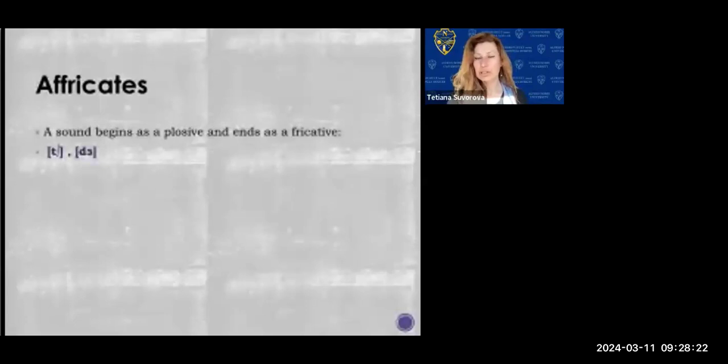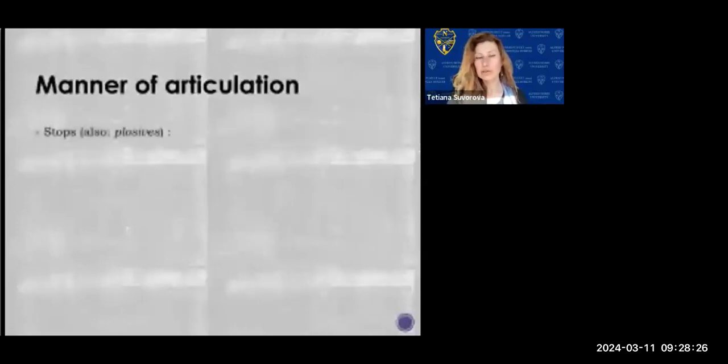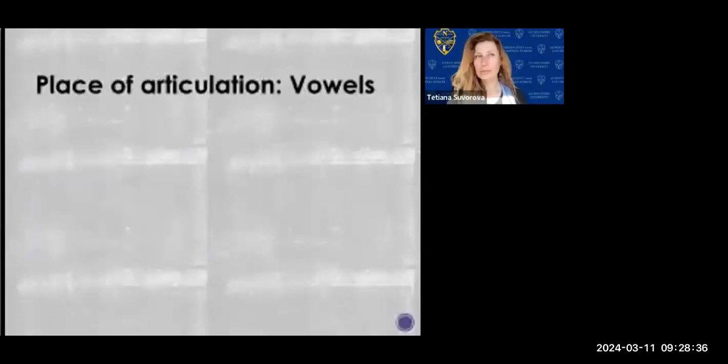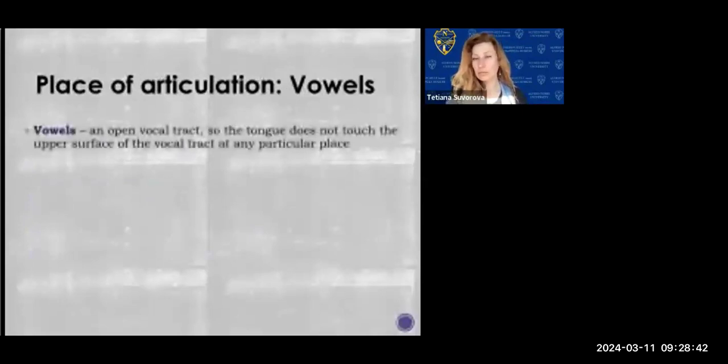For example, ch, j. So due to manner of articulation, we have stops, fricatives, affricates, approximants, and in different languages we have different numbers of characteristics. It depends on the vowels and the consonants which characterize this or that language. So we'll see later, when we compare English and Ukrainian, that Ukrainian is a consonantal language and English is a vowel language, because more vowels exist than consonants in English, and in Ukrainian vice versa.